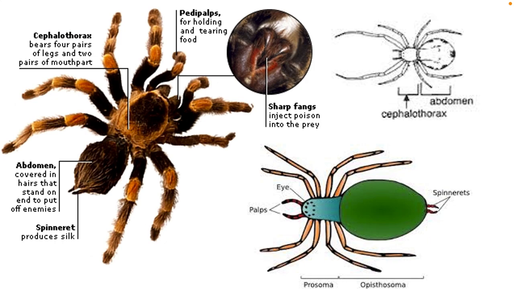Okay. So as you can see with this cartoon diagram, they have the anterior region and then the posterior region. They label it differently, but this is the prosoma and the opisthosoma. Same thing right here. Prosoma and then the opisthosoma. But you can see how everything's attached to this region right here.